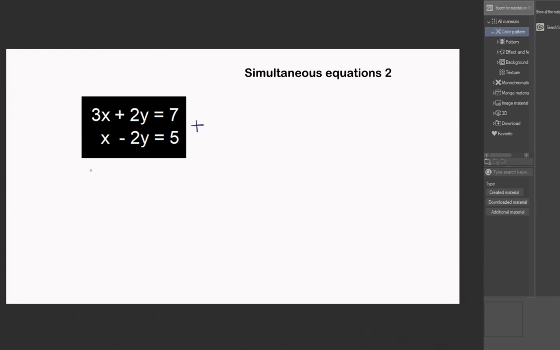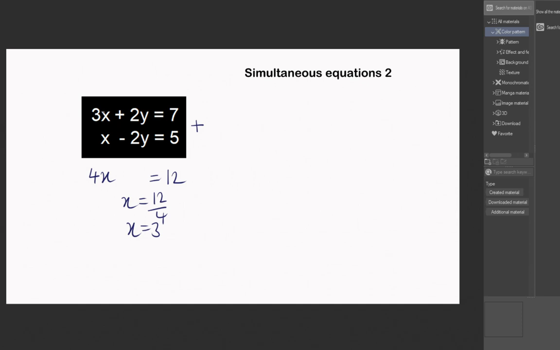3x plus x, that's 4x. Now, 2y and minus 2y, what does that give you? Well, 2y minus 2y is basically 0, isn't it? So when we add these two things together, the y will disappear. It'll just become 0. And on the right-hand side, 7 plus 5 is 12. Because we've made a new equation which only has one variable, it's easy to solve, because x is 12 divided by 4, so x is equal to 3.